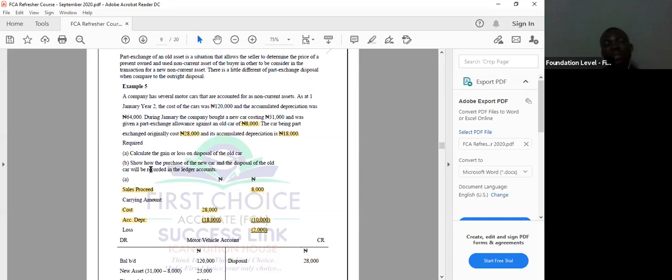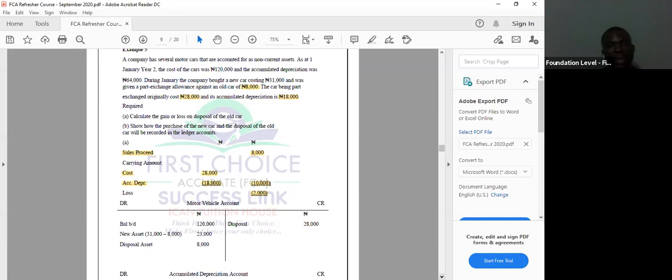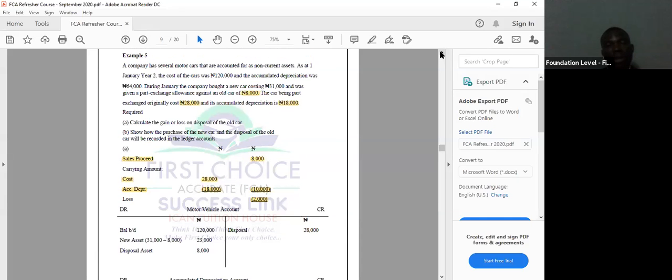So part B says that we will show how the purchase of the new car and the disposal of the old car will be recorded in the ledger accounts. How will these two be recorded in the ledger account? Straightforward. So we start with the motor vehicle account. They gave us the balance. At the beginning of year 2, the total vehicle is 120, right? So we have the balance brought down to be 120.